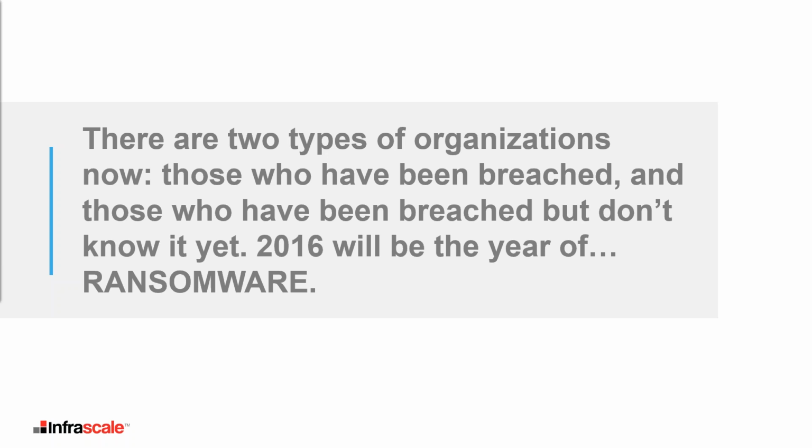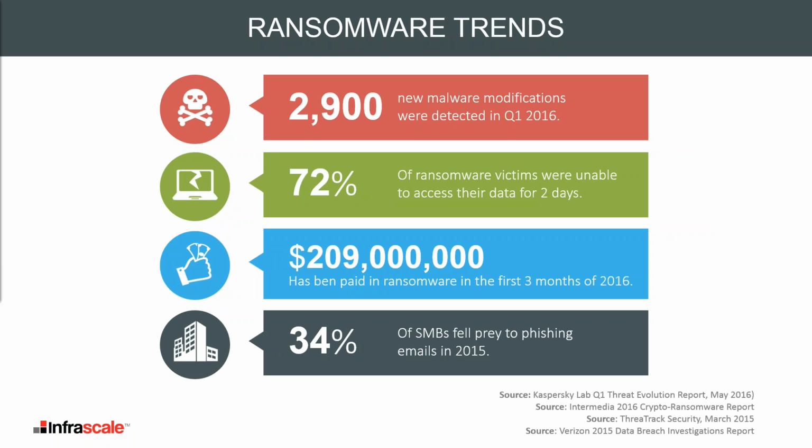Okay, so where does that leave us? Well, now in 2016, there are two types of organizations: those that have been breached and those that have been breached but don't know it yet. And this is because ransomware gets activated by a user. So the end user is going to let it in somehow. It's going to start modifying all the files on your system until you get a triggered message with the ransom demand. And normally the ransom is going to increase as the hours pass if you don't respond.